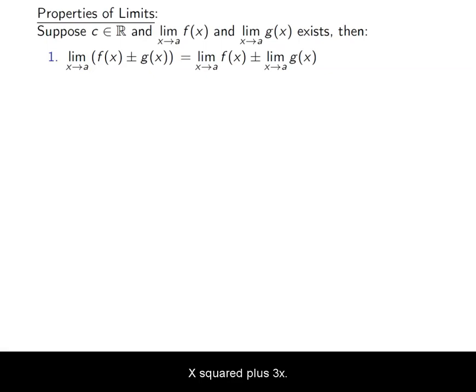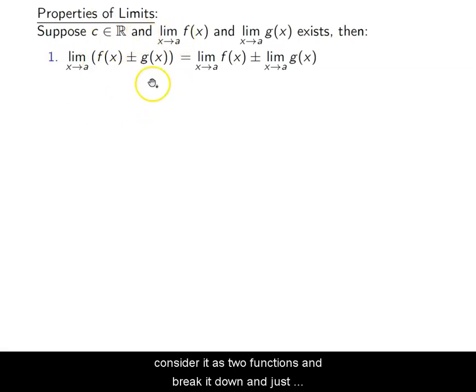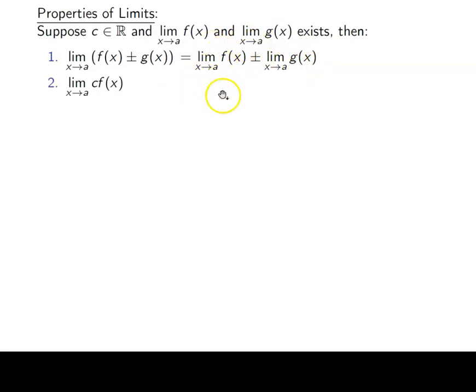X squared plus 3x. That's one function, but really if you think about it, it's two functions being added together. It's the x squared function being added with the 3x function. So what I can do is I consider it as two functions and break it down and just look at the two separately, and I could take their independent limits as they go to that value, whatever value I'm interested in, and then add those two limit values together, okay? So here what I'm doing is I'm looking at the function as a whole. Here I'm breaking it into pieces and I'm evaluating two separate limits.